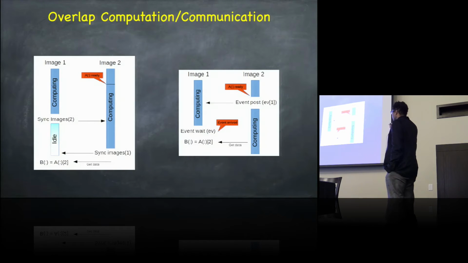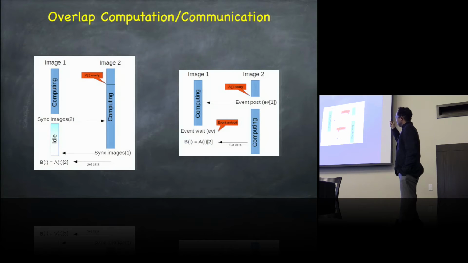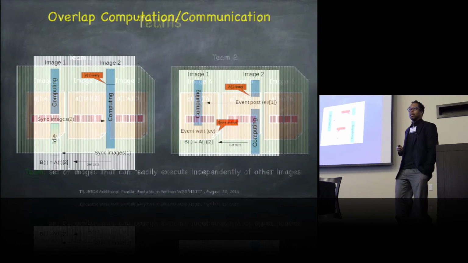The idea of events, as you've seen from the example we went through so far, is that image 2 can instead just post an event and move on. And image 1 doesn't have to wait until it's absolutely necessary.